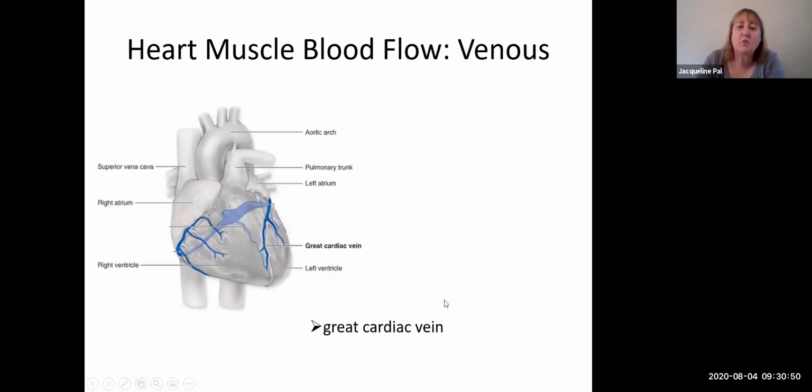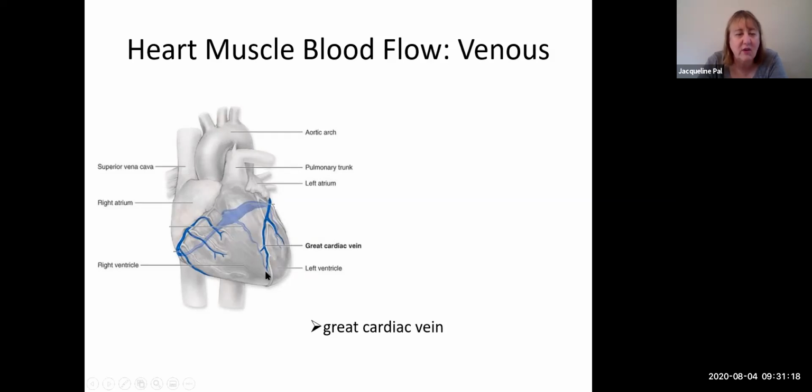So we use the word coronary for arteries, but we use the word cardiac for veins. And we're only going to learn one vein. And this is the vein that drains most of the blood from the heart. So it starts down here at the apex of the heart. So do you know what blood vessel this is here in white, carrying blood down this direction? Do you remember from the previous slide? That's right, it's the left anterior descending artery.